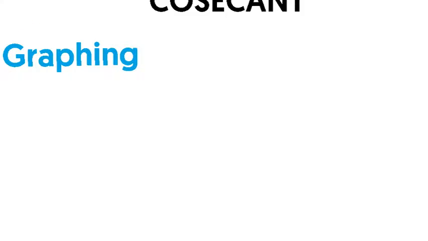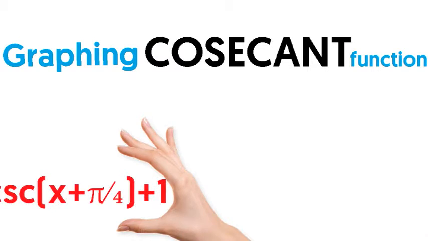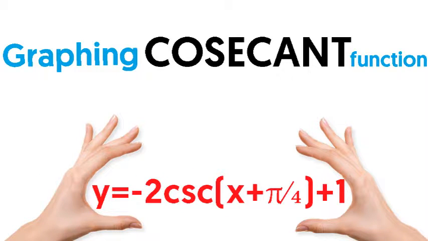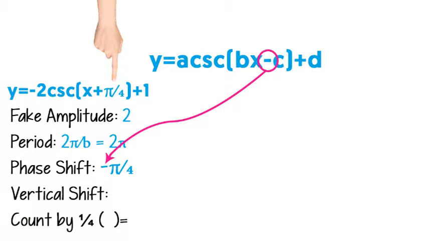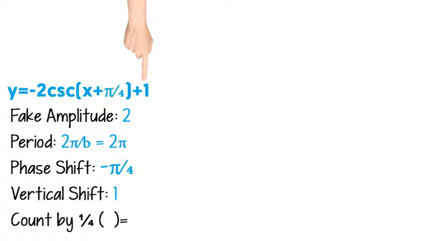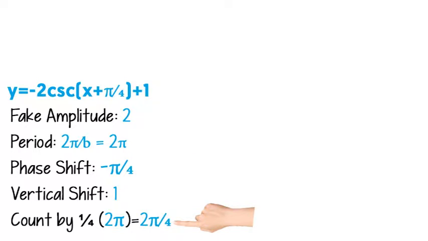Graph of cosecant function. Y is equal to -2 cosecant (x plus pi over 4) plus 1. Fake amplitude is the absolute value of A, so 2. We use the equation 2 pi over b since cosecant and secant are the reciprocal functions of sine and cosine. 2 pi over 1 is 2 pi. Phase shift is negative pi over 4. Vertical shift is positive 1. The interval is 2 pi times 1/4, which is 2 pi over 4.